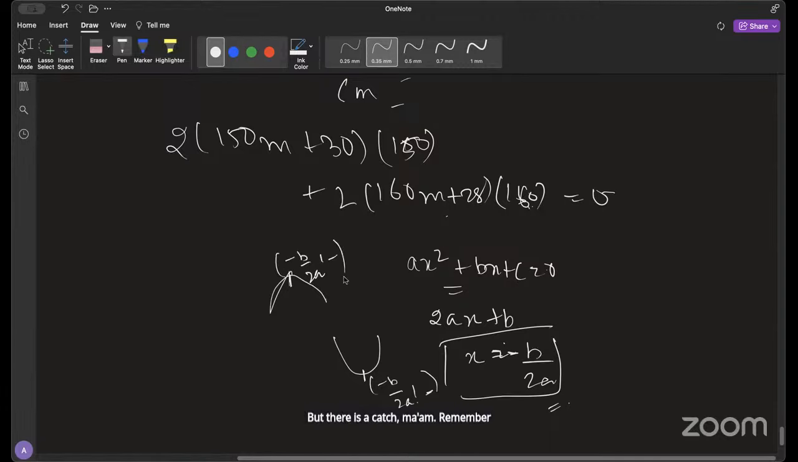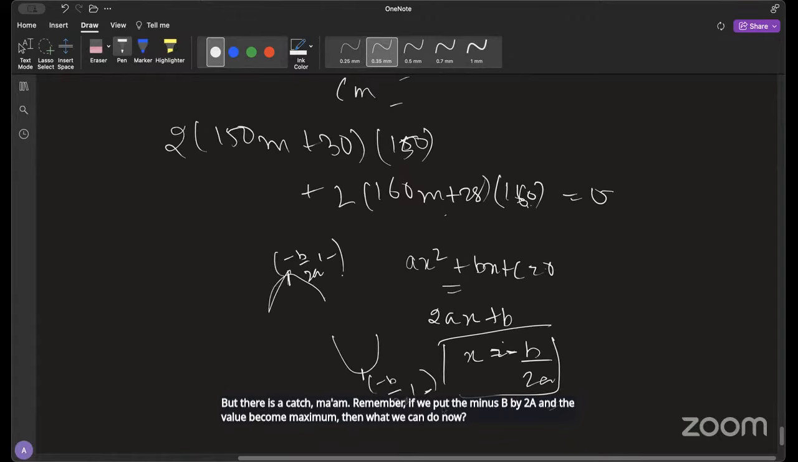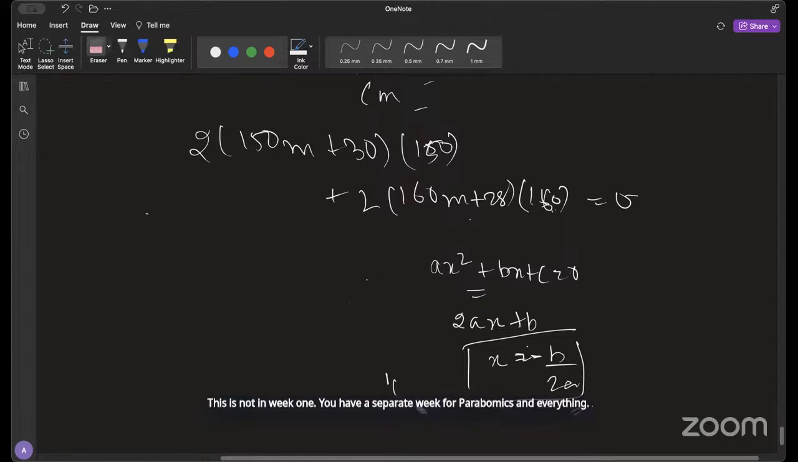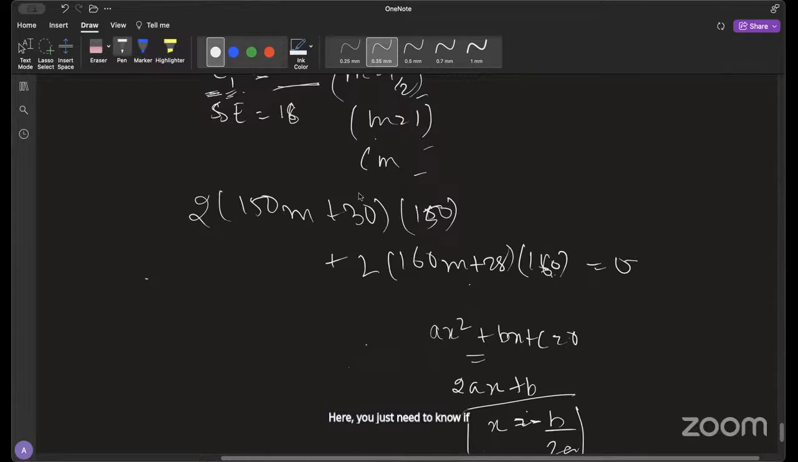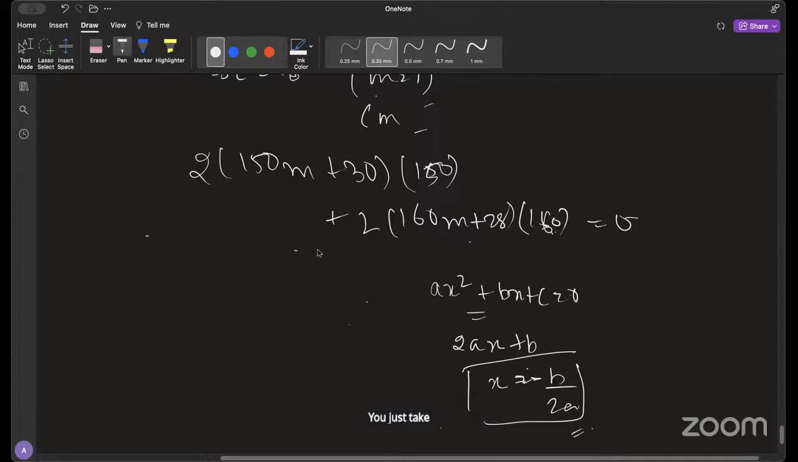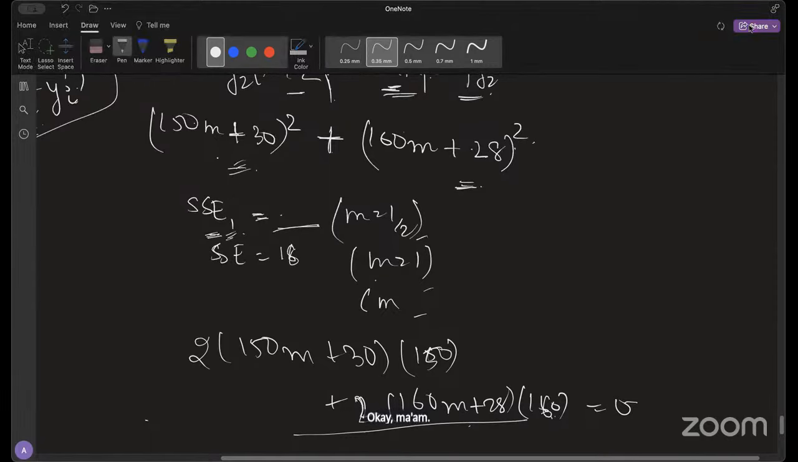Ma'am, but if we put minus b by 2a and the value becomes maximum, then what can we do now? Yeah, that's what will happen, but this is not in week 1. You have a separate week for parabola. Here you just need to know that if you've been asked to minimize the SSE, you just take the derivative. Is that part clear to everyone? Yes, ma'am, that is clear. Okay, I just want to make sure everyone is clear with it. We're on the same page, everyone.